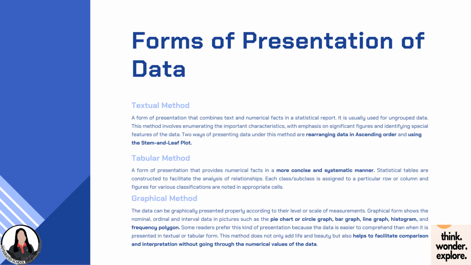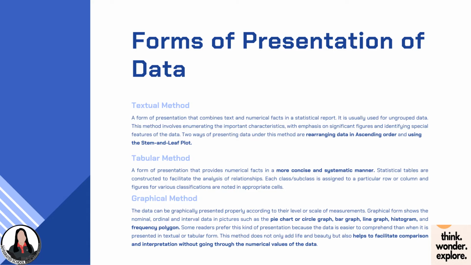The data can be graphically presented properly according to their level or scale of measurements. So graphical form shows the nominal, ordinal, and interval data in pictures such as pie chart or circle graph, bar graph, line graph, histogram, and frequency polygon. So some readers prefer this kind of presentation because the data is easier to comprehend than when it is presented in textual or tabular form. It also helps to facilitate comparison and interpretation without going through the numerical values of the data.